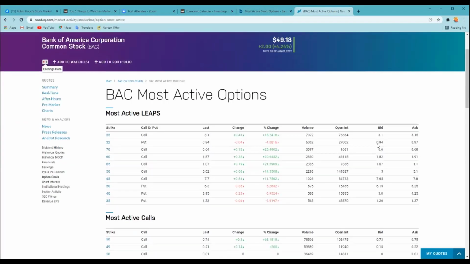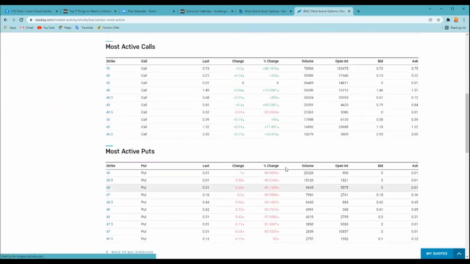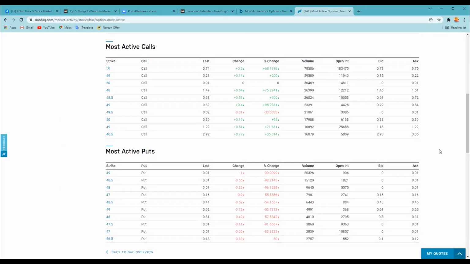So utilizing the NASDAQ website, I use this to provide me the most active individual calls and puts for the particular stock option. In this case, Bank of America. That way we can see what people are doing. Follow the money, remember, follow the money. The volume is where people are putting the money.